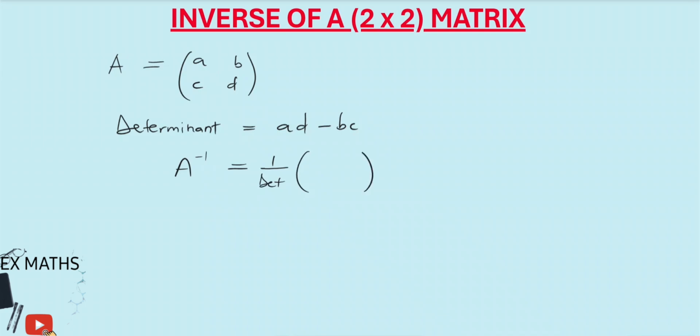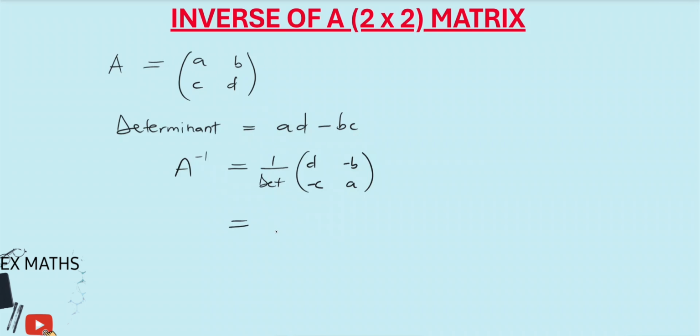Then inside the brackets, we are going to swap the position of A and D. D will come on the position of A, and A will go on the position of D. Then these two, B and C, are not going to switch position, but you multiply them with a negative. So that is going to be minus B, and this is going to be minus C, like this.